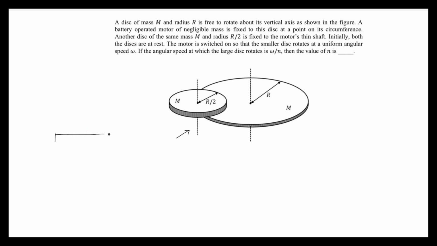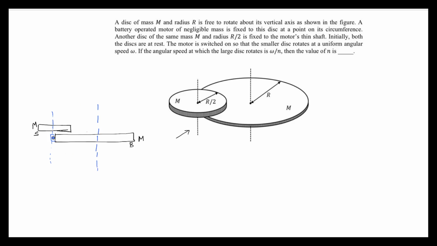So we have this one, the bigger disk. And there is a small motor here, and there is some axis here. It's the axis of this motor. And on this shaft, there is another disk which is attached, like this. The mass is m for both the disks. Let's call this the small disk and let's call this the bigger disk. And the axis of this disk is like this, right?